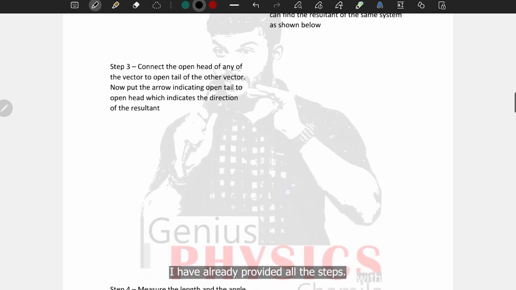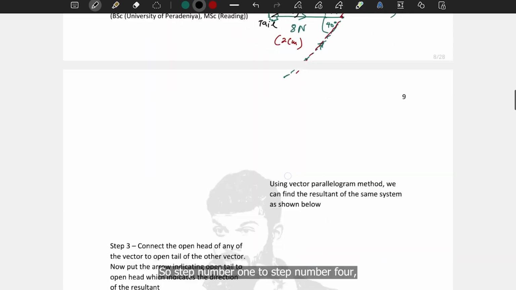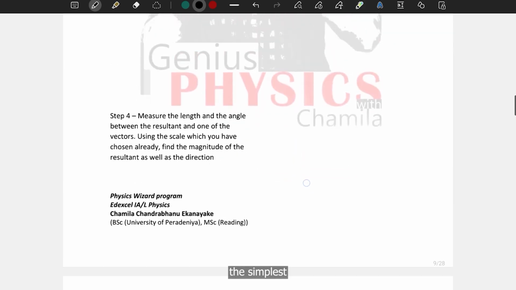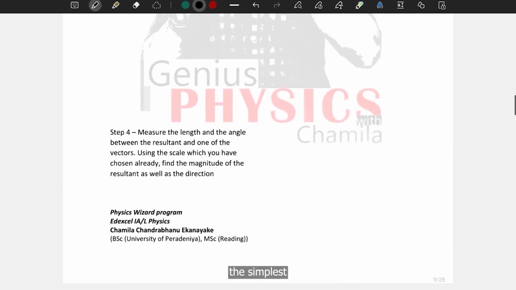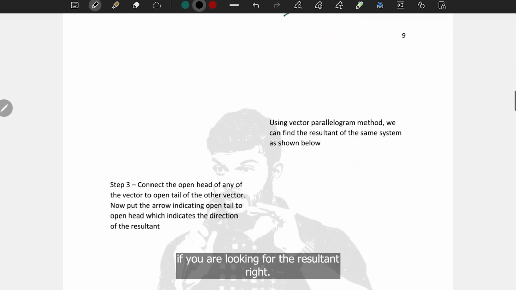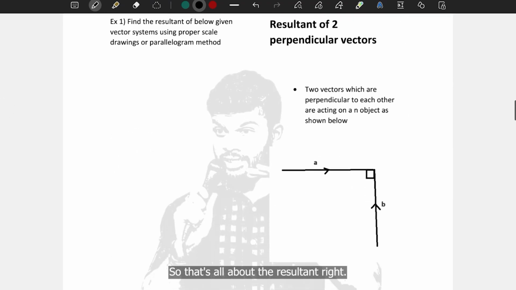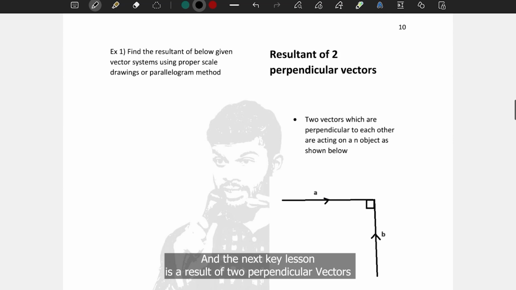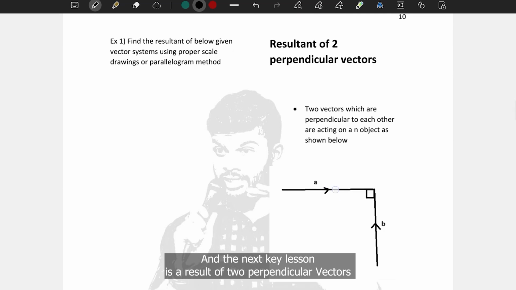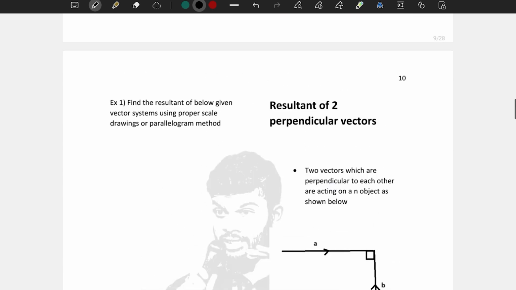Okay, I have already provided all the steps. Step number 1 to step number 4 will direct you to find the resultant if you are looking for the resultant, right? So that's all about the resultant, right? And the next key lesson is the resultant of two perpendicular vectors. If vectors are perpendicular to each other, then this is very important, because most of the time we deal with perpendicular vectors in Edexcel A levels.